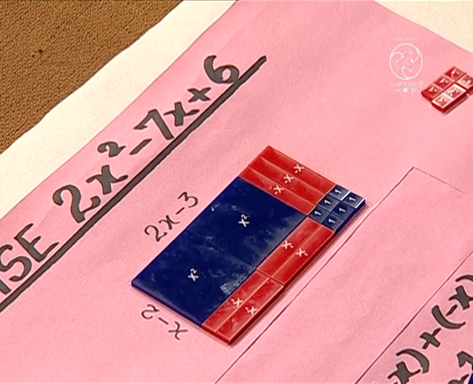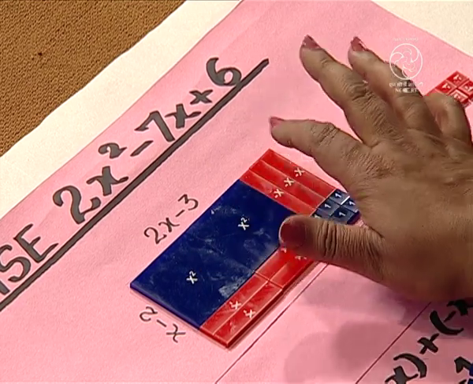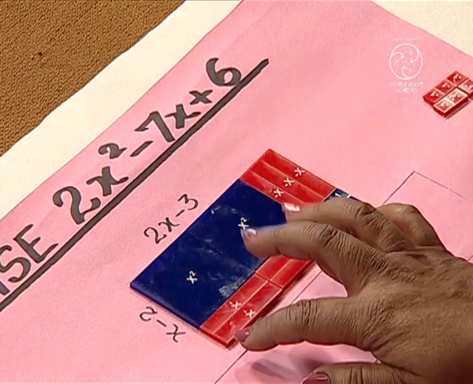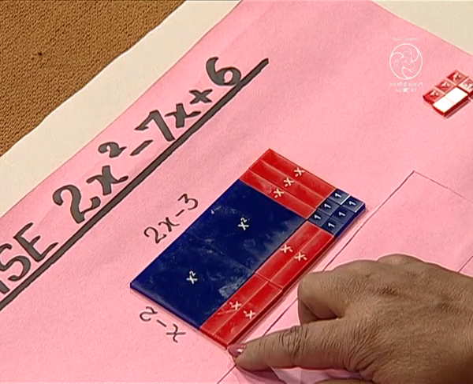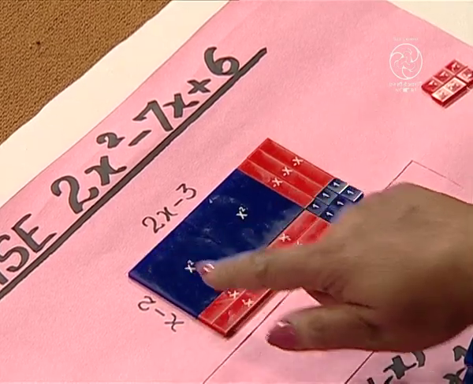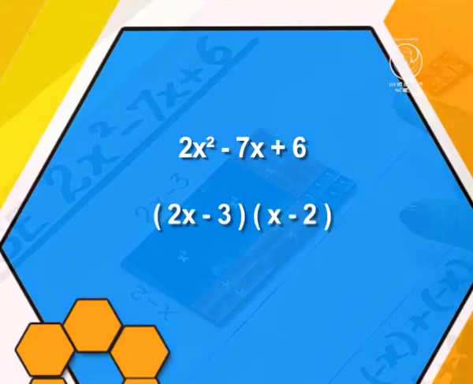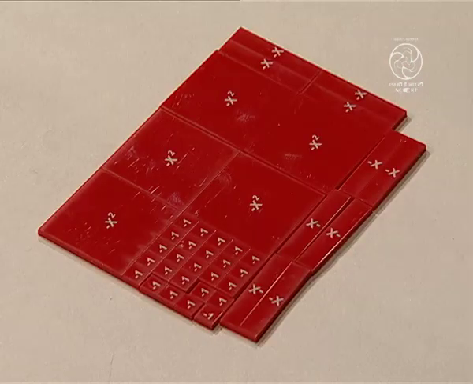Now, you can see this side will be x plus x, that is 2x minus 3, and this side will be x minus 2. So, it forms a rectangle with sides 2x minus 3 and x minus 2. So, 2x square minus 7x plus 6 can be factorized as 2x minus 3 into x minus 2. So, we can explore so many factors for various quadratic polynomials using these interesting algebraic tiles. Thank you.